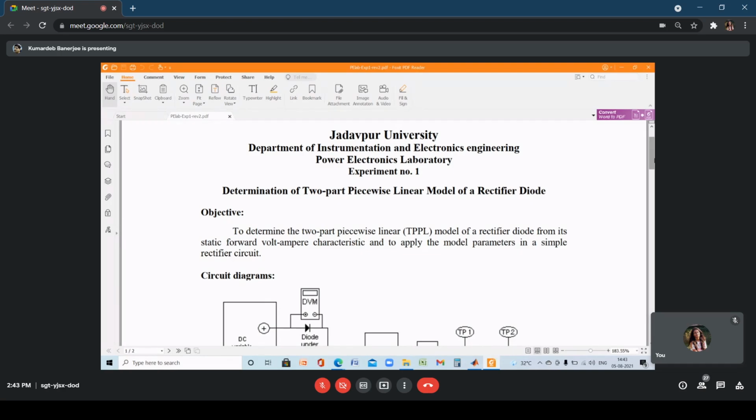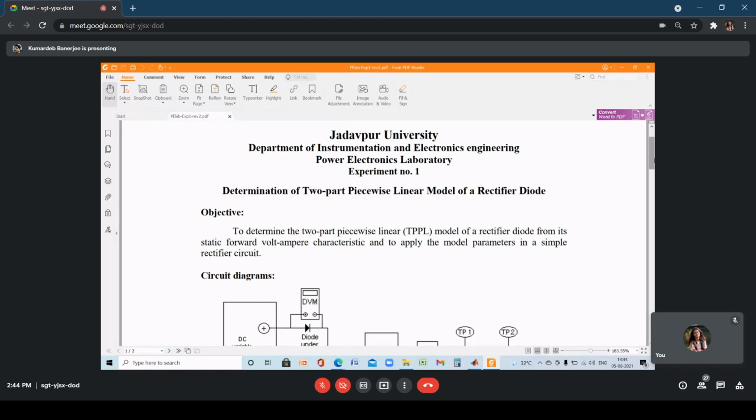The diode current gradually increases from 0 to a certain small value when the diode voltage, that means the voltage across the anode-cathode junction, is less than V gamma, the cut-in voltage. But once it exceeds V gamma, the current grows exponentially. Clear? So we will try to replace these two regions by two straight line pieces. That is what is meant by the two-part piecewise linear model of a rectifier diode.